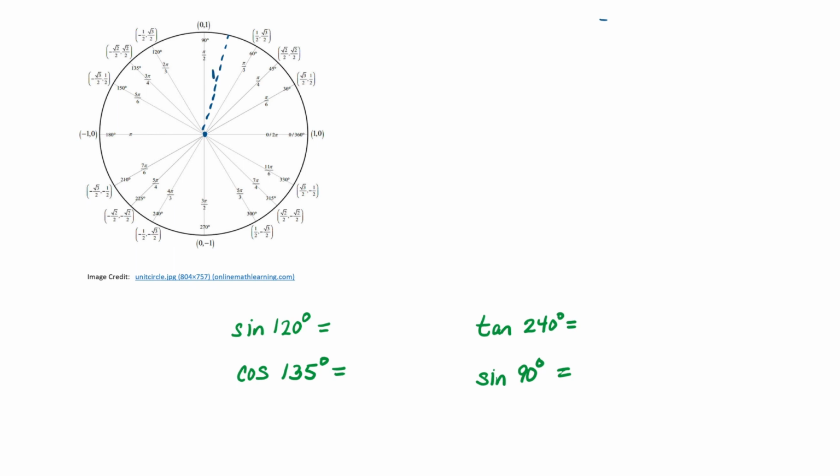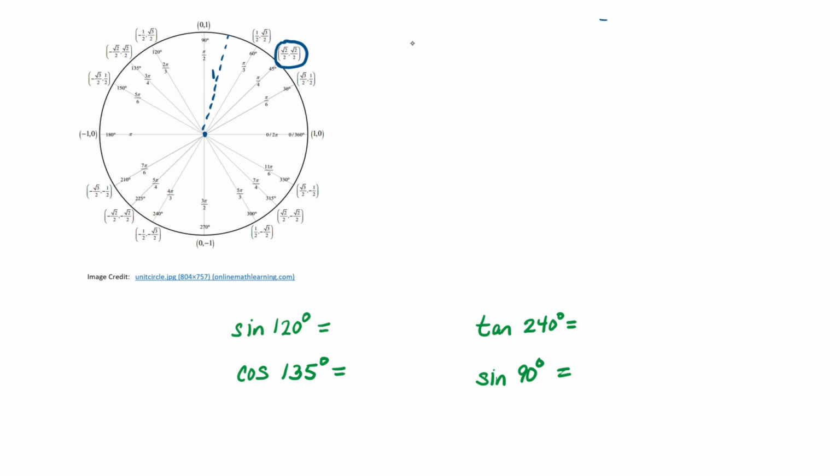So the big question is, what is the relationship between all of these points that are labeled on the circle and the angles that they correspond to? So just for example, we see that the point root 2 over 2, root 2 over 2 corresponds to 45 degrees. Why is that? So let's see.